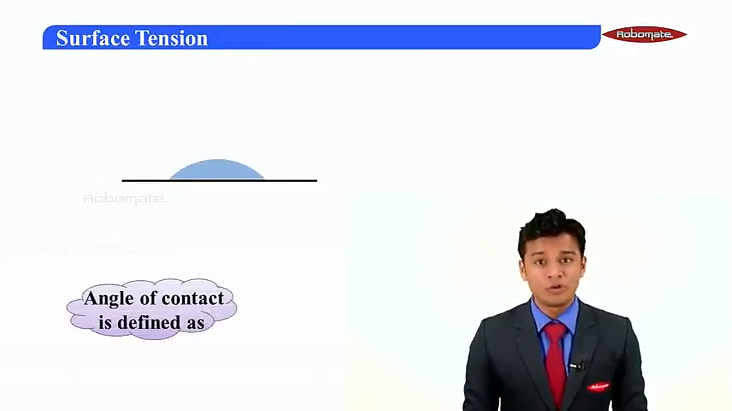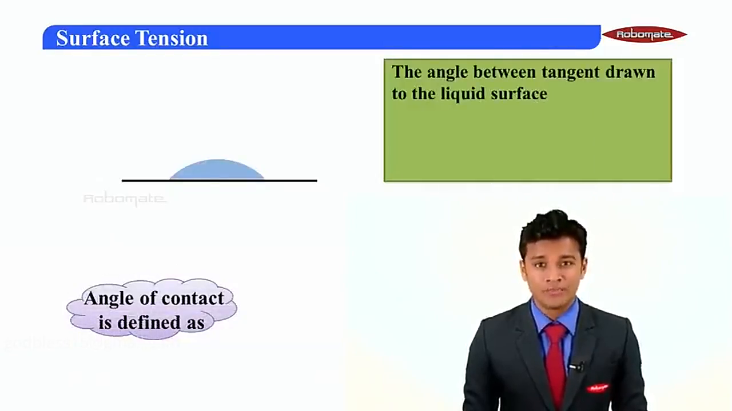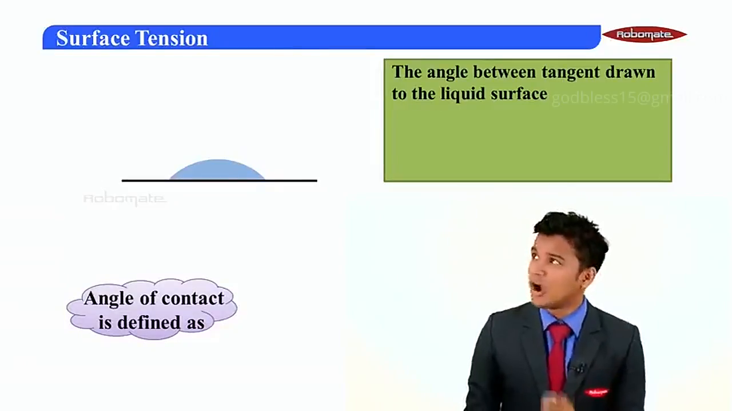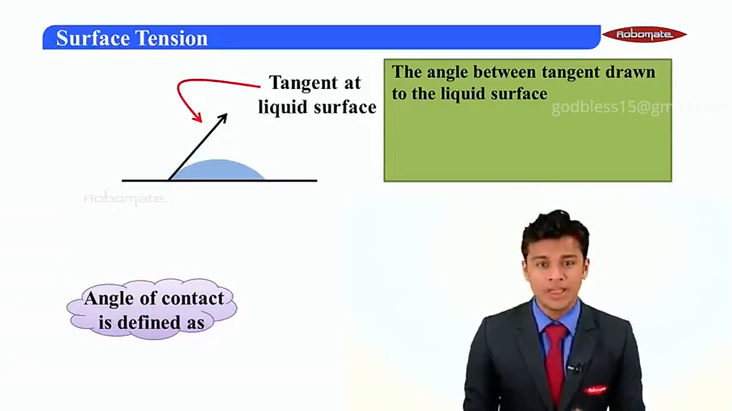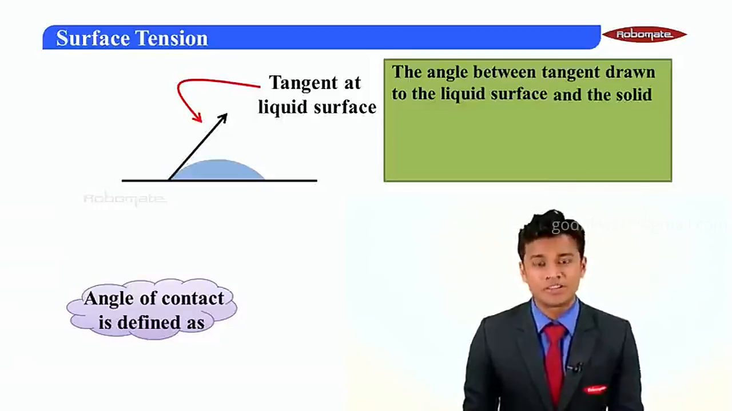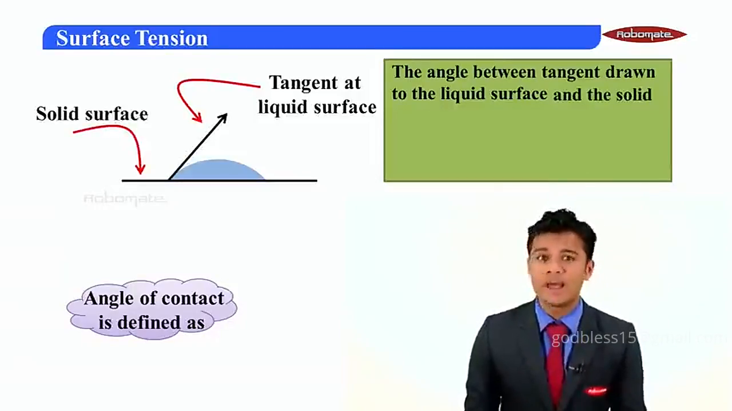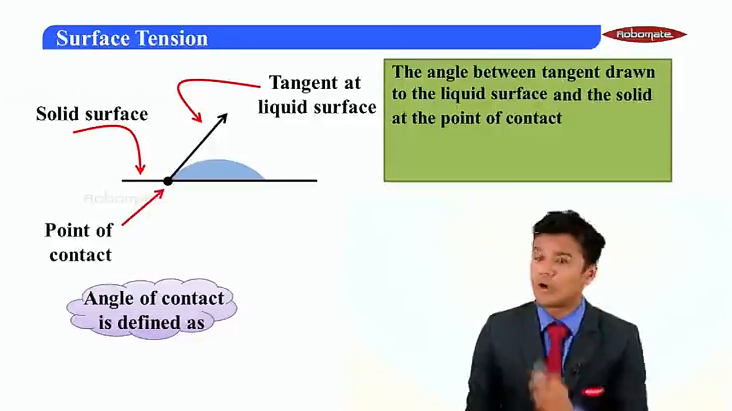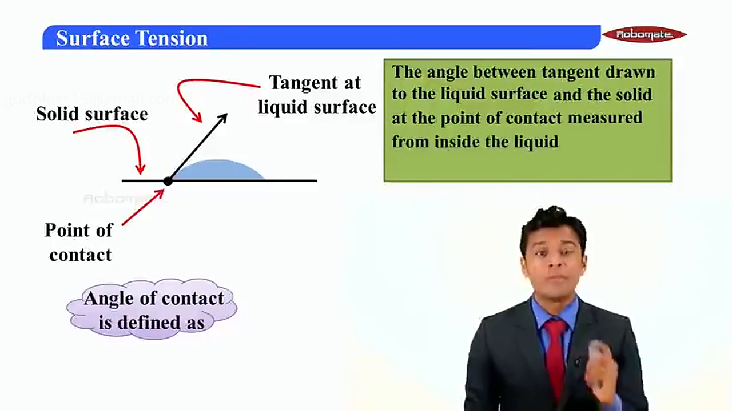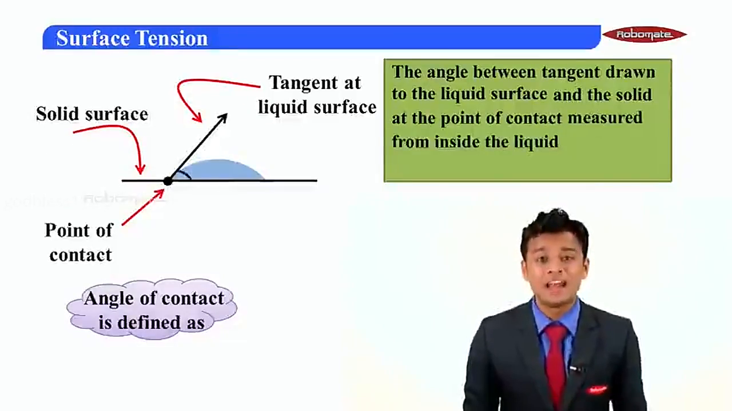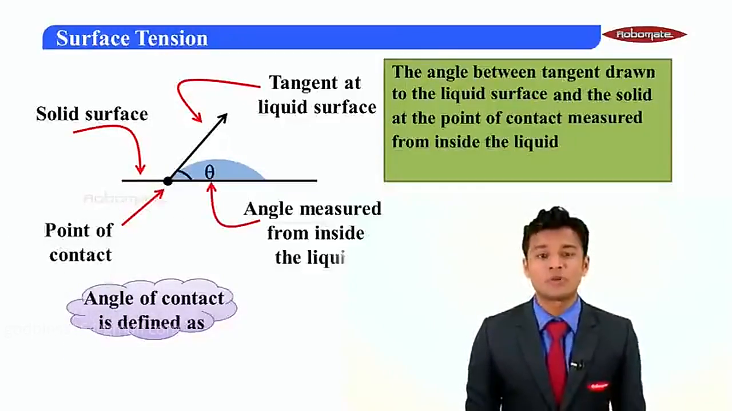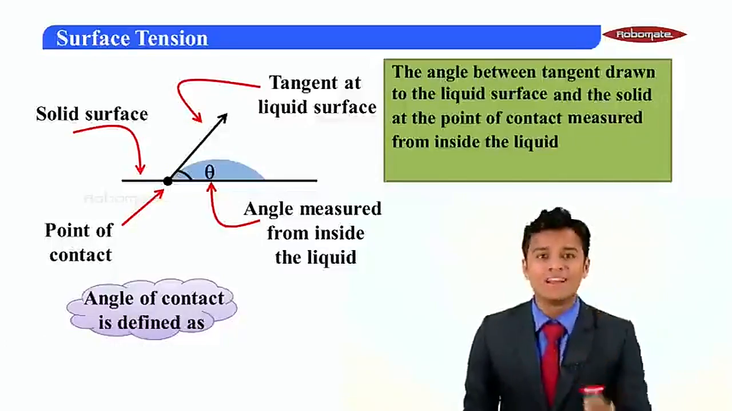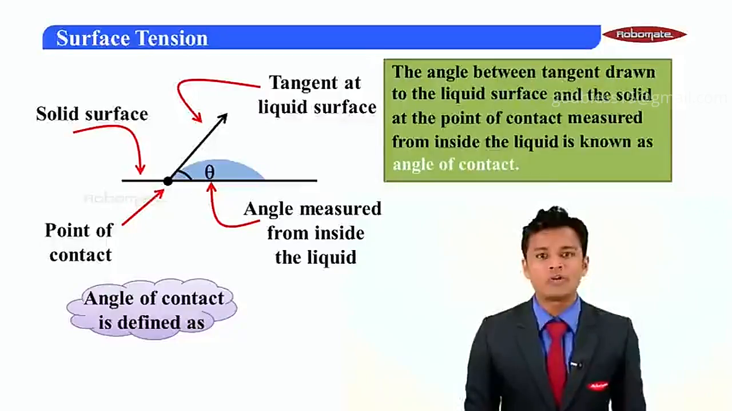So if you were to define angle of contact, it would be the angle between tangent drawn to the liquid surface. So let us draw a tangent on the liquid surface, okay, and the solid surface. So my glass plate is my solid surface. At the point of contact, class, see, the point of contact is as shown, measured from inside the liquid. So theta has to be measured from inside the liquid. So the angle which you get right now, this angle is called as angle of contact.